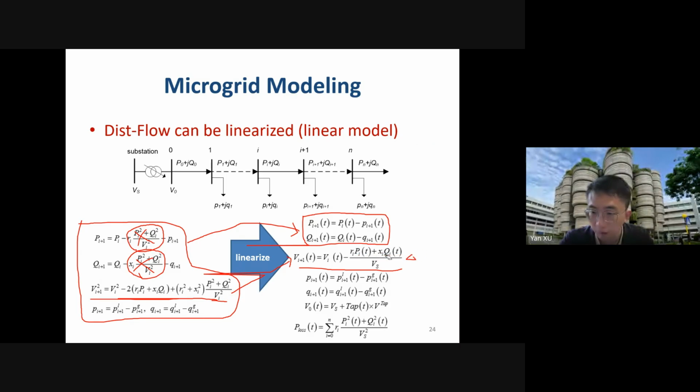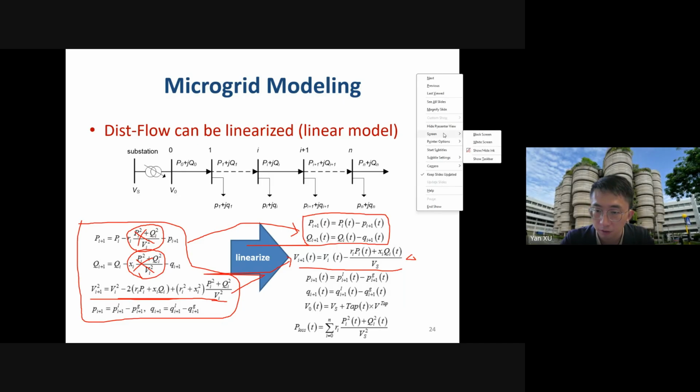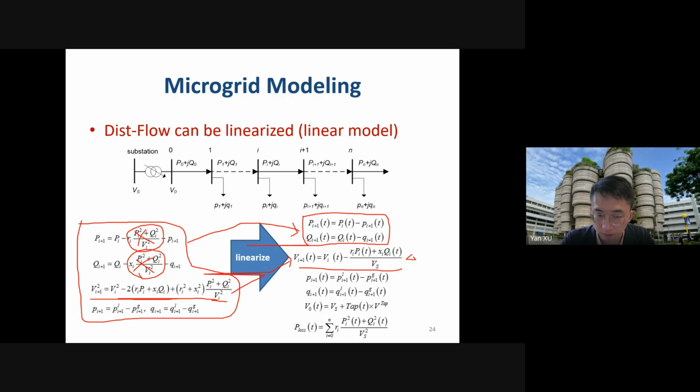This is delta V, which depends on P times R plus Q times X. So you can see that we can just set this V as Vs. Vs is a fixed value. Because it's a main substation, we can just take it as 1.0 per unit. So now you can see the voltage also becomes linear, right? This is linear, this is also linear, and all the remaining are linear as well.